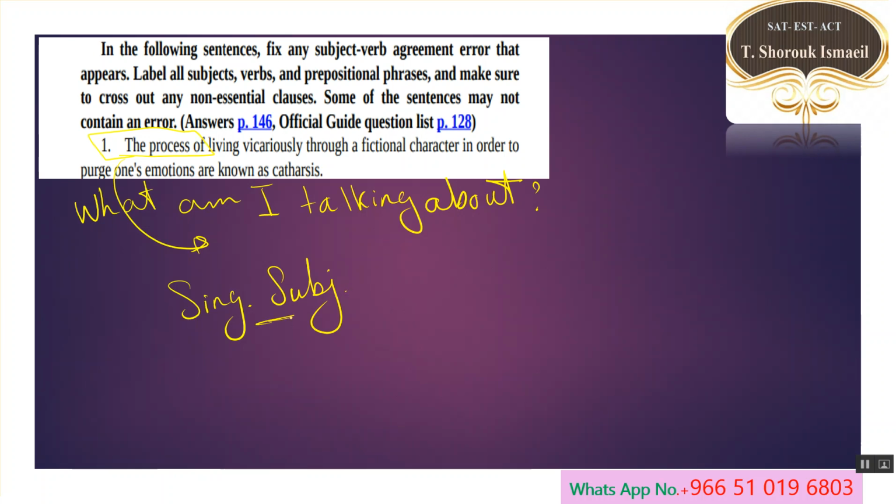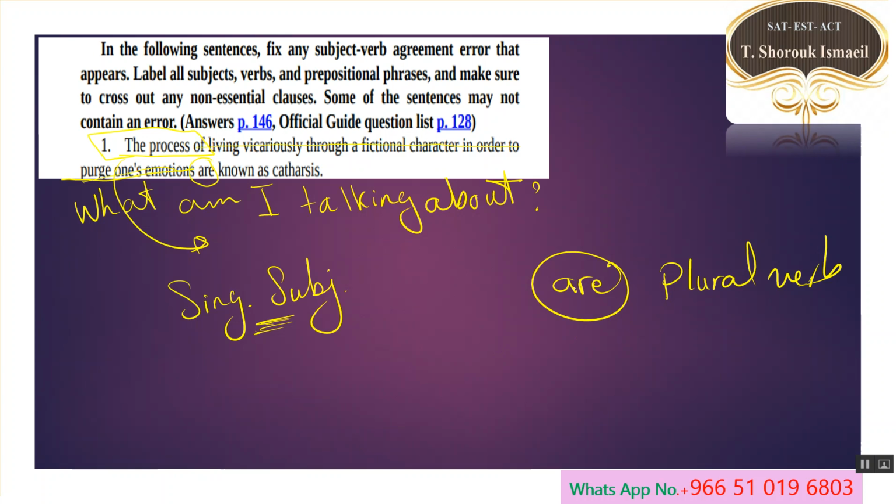Actually, it is singular. So let's have a look at my verb. Of living vicariously through a fictional character in order to purge emotions, all of this I don't need. Here is my verb. Let's have a look here at the verb are. What do you think about it? Is it singular or plural? Actually, it is a plural verb.